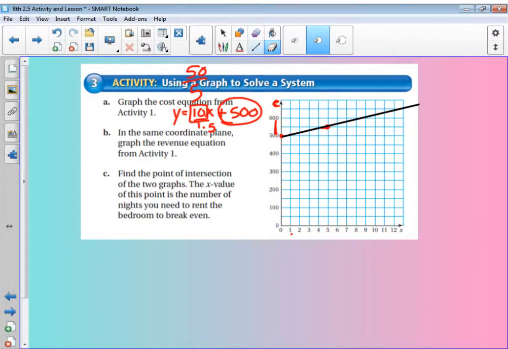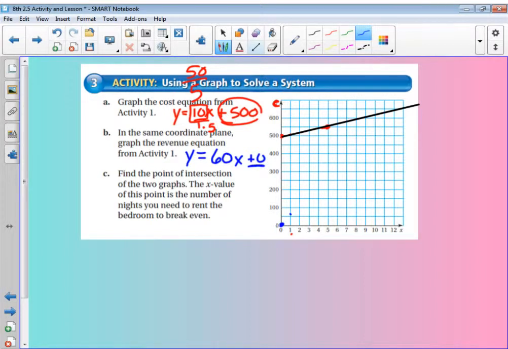Okay, so now I'm gonna go ahead and do the same concept, only I'm gonna do the revenue. So my revenue equation was R, which was now gonna be a Y, equals 60X. Since there's nothing back here, that's like a plus 0. So we're gonna start at 0 on our Y line. And then we would go up 60 and over 1. But once again, if I go up 60, that's a little above the first box. So it would be kind of somewhere in there.